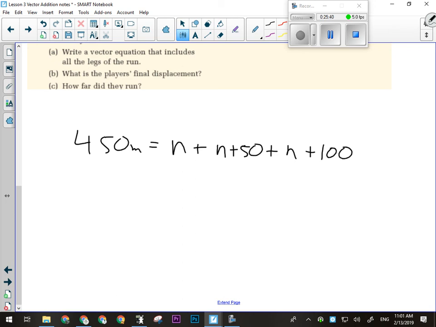Can I isolate n? Yes, I can. I'm going to subtract 150 from this side and bring it over here, so I'm just left with n plus n plus n. So what I'll be left with is 300 equals 3n. How long is n? 100. The first length is 100 kilometers long. Everybody all right with that one? That's a math trick. It's not really a physics trick. Okay.